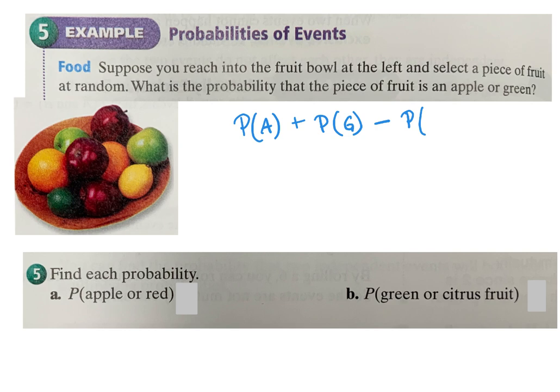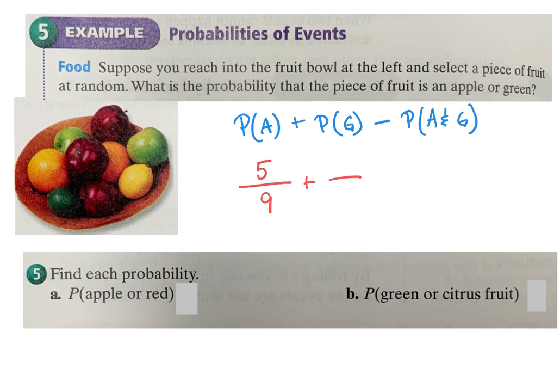There are also 3 green fruit. There's a lime in there, right? So first of all, how many pieces of fruit do I have in the bowl? 9. Great. How many apples do I have? I have 5 apples.